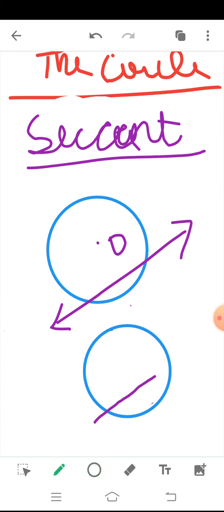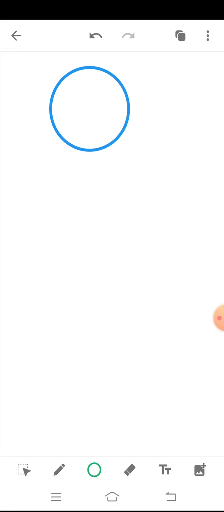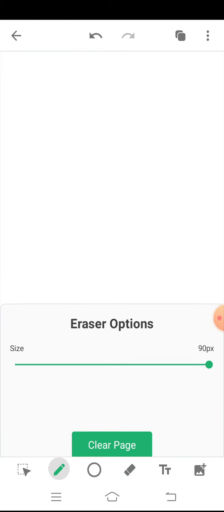Now what is a circular region? For that, I'm making a circle. The circular region of a circle is the region consisting of all the points of the plane which either lie on the circle or inside the circle. This is very interesting. Suppose I draw a point here, here, here. So neither is it in the circle, nor outside. So this is called a circular region. You have to just remember this.